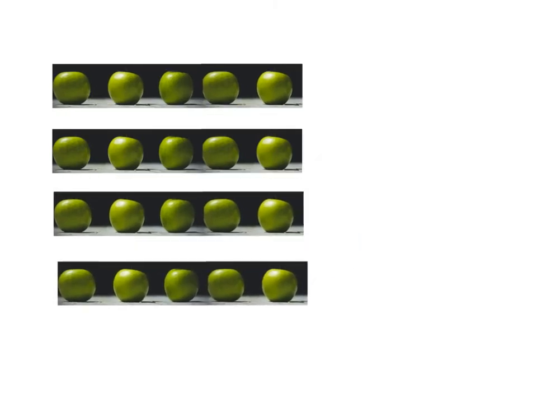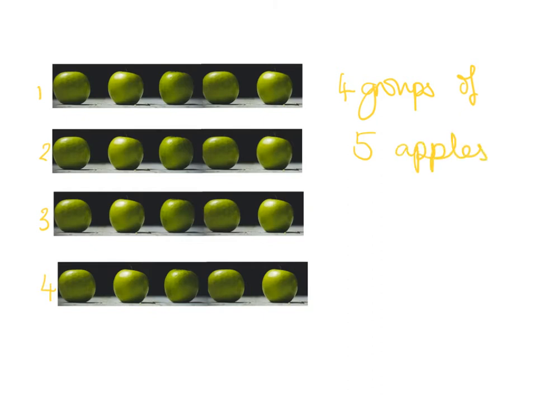Here we go. Now we have a lot more apples. We have 1 group of apples, 2 groups of apples, 3, 4 groups of apples. We have 4 groups of 5 apples. That's how we could describe it. 4 groups of 5 apples.